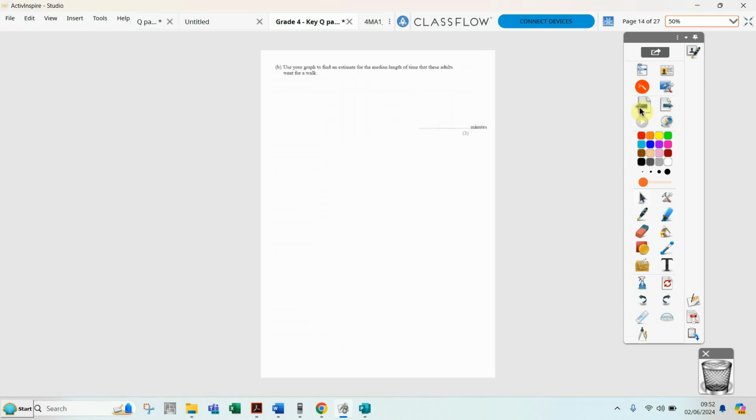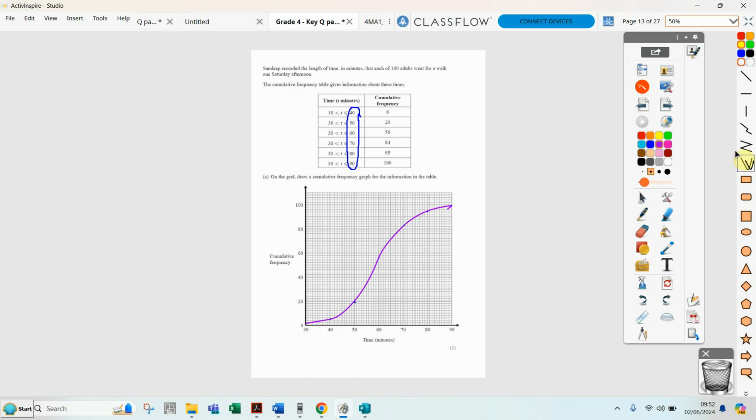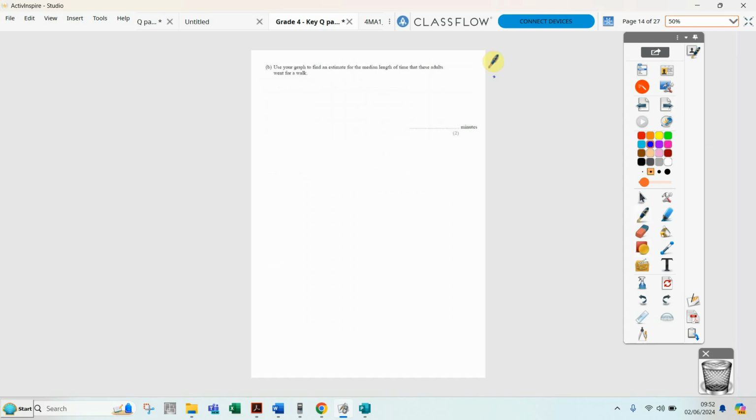Use your graph to find an estimate for the median. Okay, so you draw a line across at the middle. Right, it goes up to 100, so you draw a line across at 50, and then you read it off. Okay, now at the bottom, every square is 1, so that's around 59.